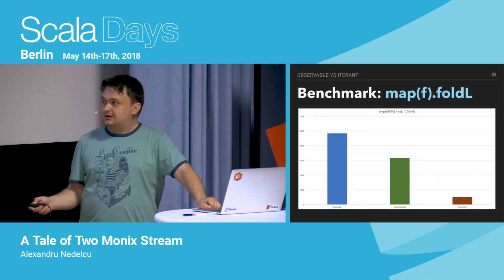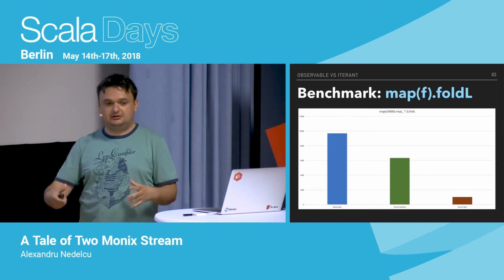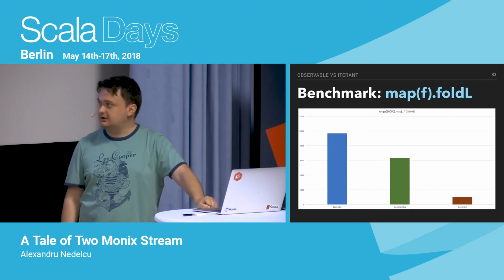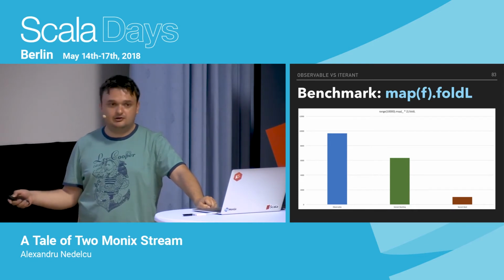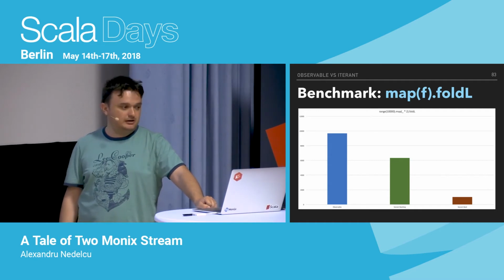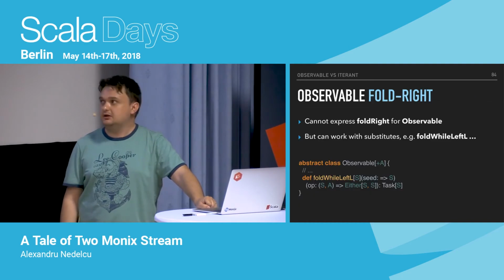This green bar right here represents iterant that operates with batched iterators underneath, with batched arrays, basically. And this one is without, so the performance implications can be quite huge. And this blue bar is the throughput of observable, which exceeds both.